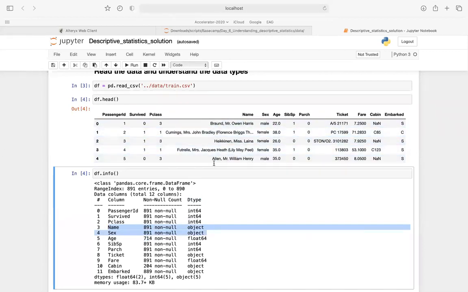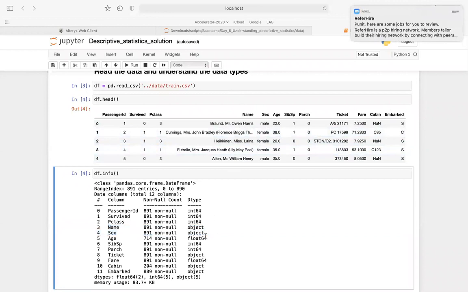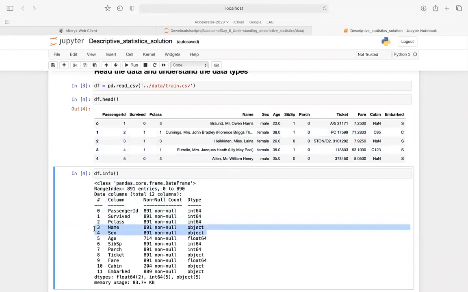Can somebody tell me why quickly? Why do we see name and sex as an object? Quickly guys, we have already talked about this. Strings. Absolutely right. Pandas considers everything which is not a number as an object. My columns name and sex have characters, have strings in them. That's why they are considered as an object.